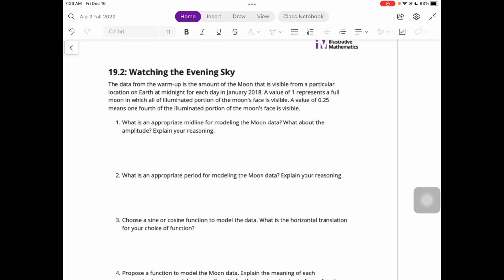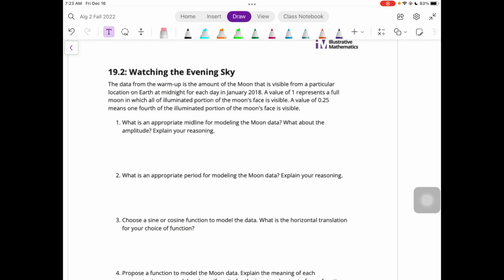So we have data from the warm-up, and that is the amount of the moon that is visible from a particular location on Earth at midnight for each day in January of 2018. A value of 1 represents a full moon in which all of the illuminated portion of the moon's face is visible. A value of 0.25 means that 1/4 of the illuminated portion of the moon's face is visible.